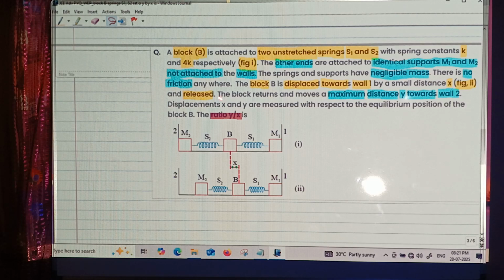The springs and supports have negligible mass. There is no friction anywhere. The block B is displaced towards wall 1 by a small distance x, figure 2, and released. The block returns and moves to a maximum distance y towards wall 2.